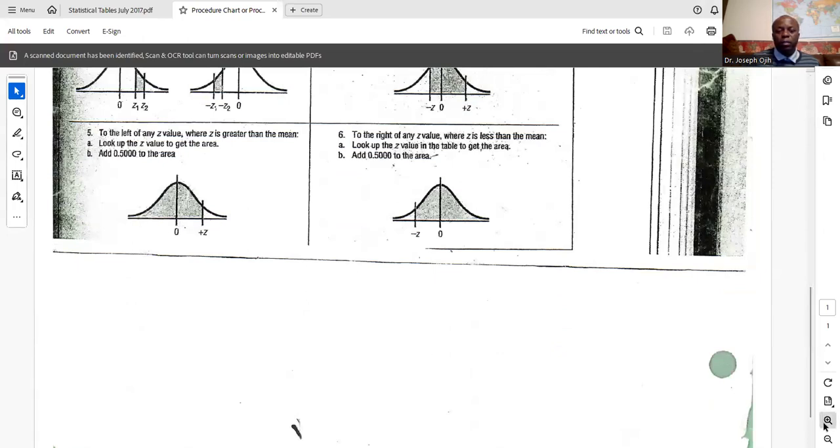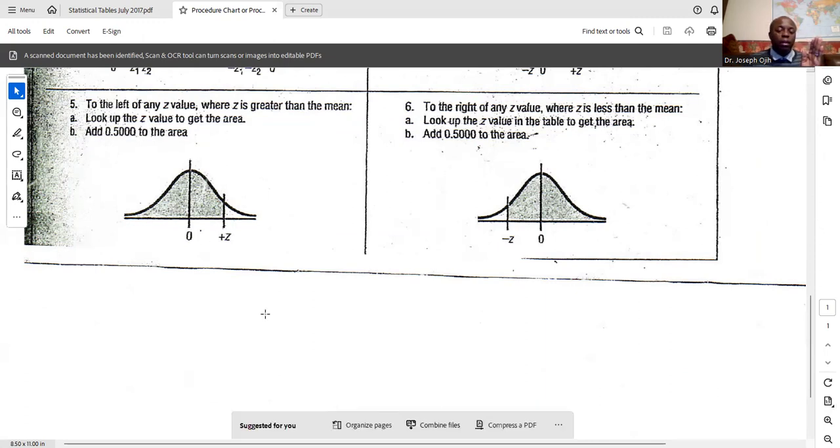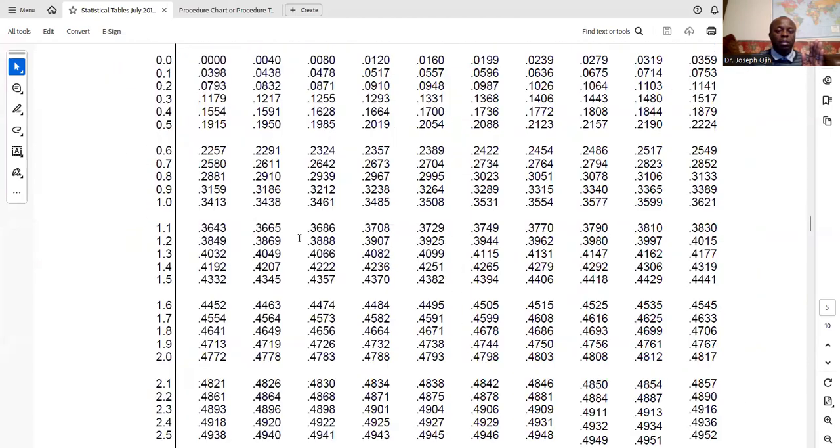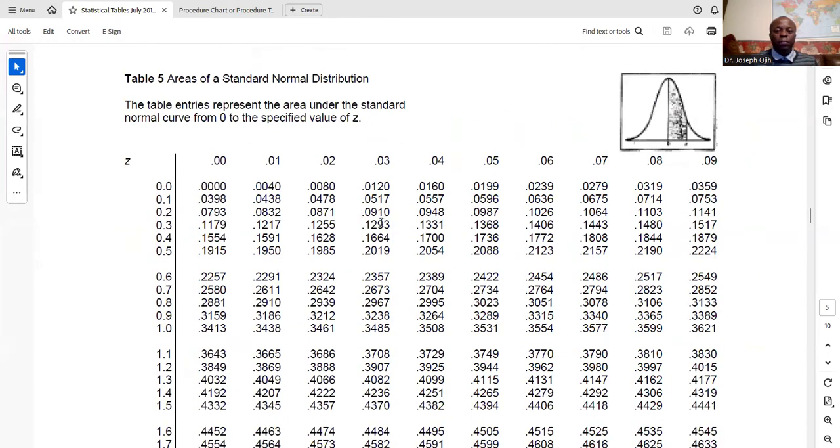And what did it tell us there? See, it says to the left of the Z value, where Z is greater than the mean, look up the Z value to get the area, add 0.5 to the area. Now, remember, there are 2 types of tables for normal distribution work. One is the one that you see on your homework. The other one is this one. This one is not cumulative. The one in your homework in MyLab+ is cumulative.